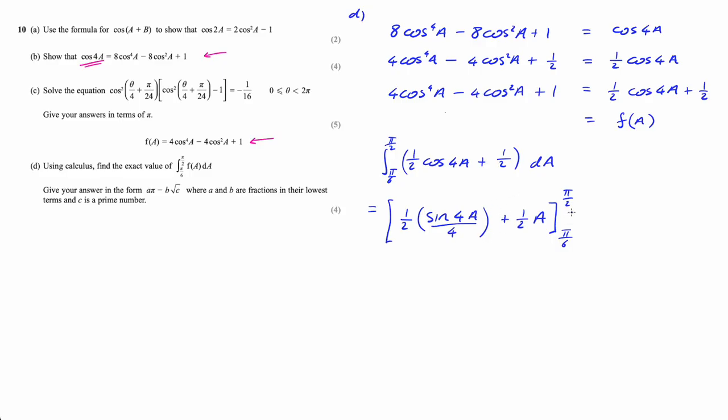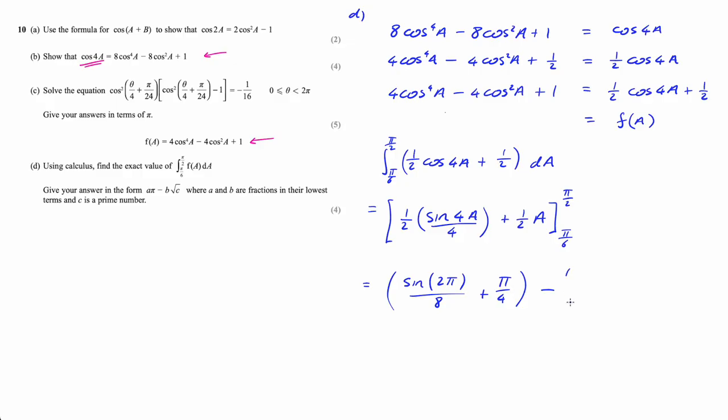Okay, then I sub this in here. Let's just do it here, guys. So this is now going to be sine 4a over 8. So this is going to be sine 4 times pi over 2. Just be careful, guys. 4 times pi over 2 is actually 2 pi. So I'll just put 2 pi there, over 8, plus a half times pi over 2 is pi over 4. And then I need to subtract.